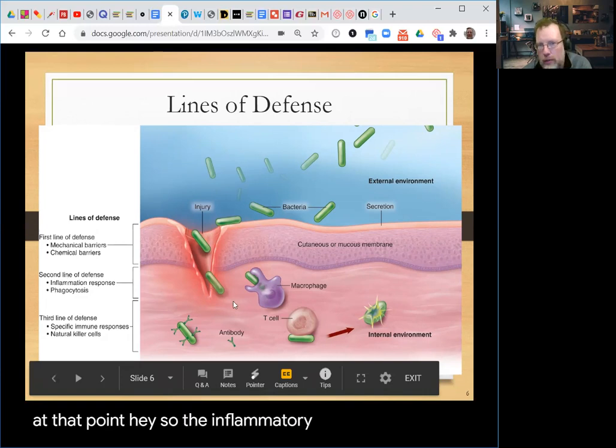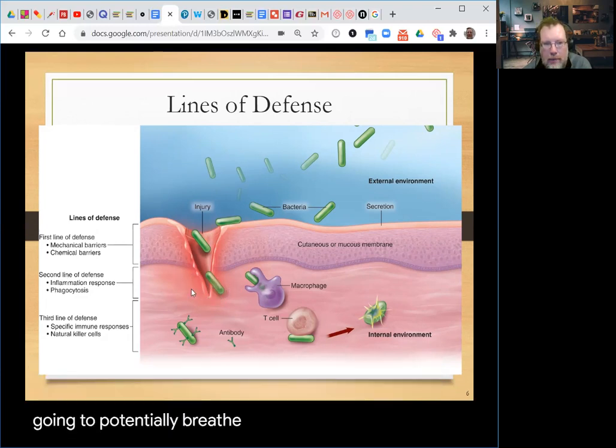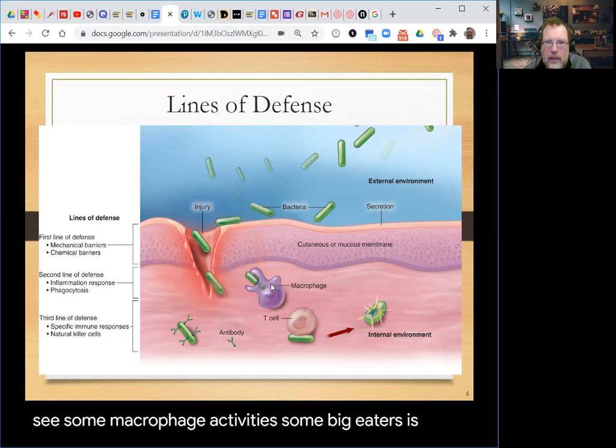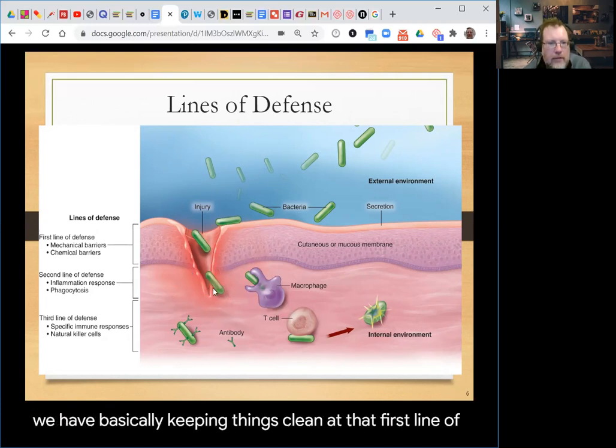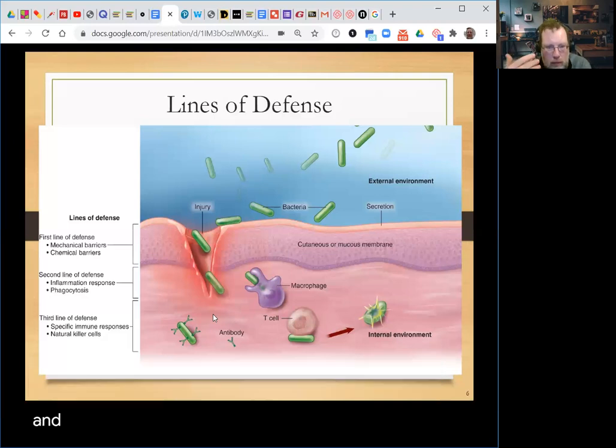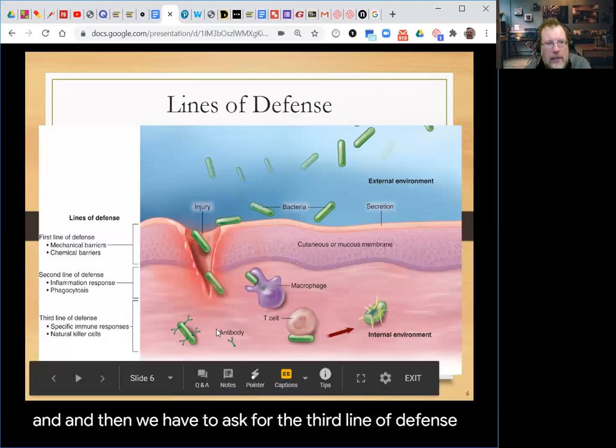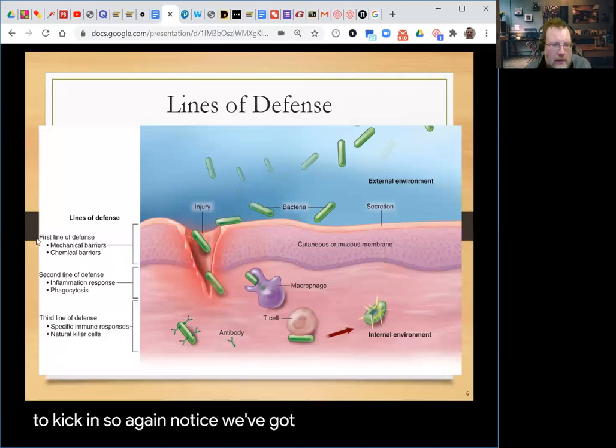So the inflammatory response: we're going to potentially breach a capillary and get an inflammatory response. This is where, if some sort of pathogen makes its way in, we could see some macrophage activity, some big eaters, and neutrophils could be involved in phagocytosis. So basically, keeping things clean at that first line of defense. We don't want these bacteria to go further, and then we have to ask for the third line of defense to kick in. So again, notice we've got some innate, non-specific stuff going on here. First line of defense, mechanical and chemical barriers. Second line of defense, that inflammatory response and phagocytosis.